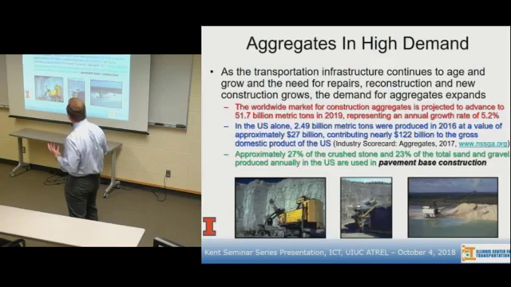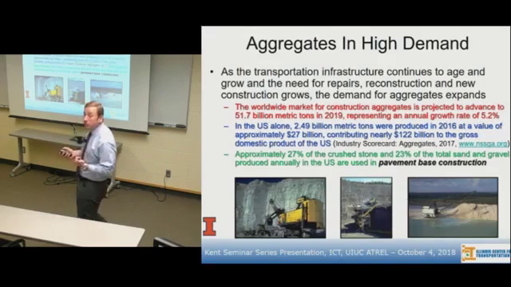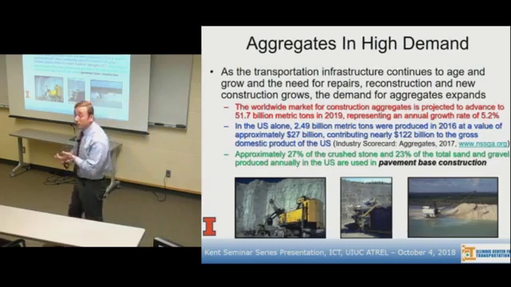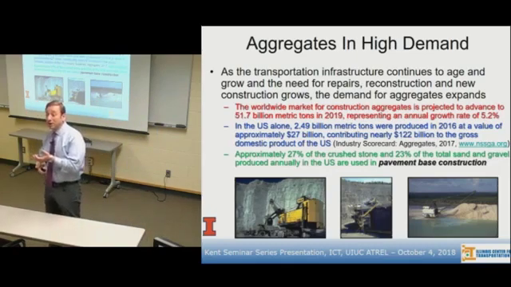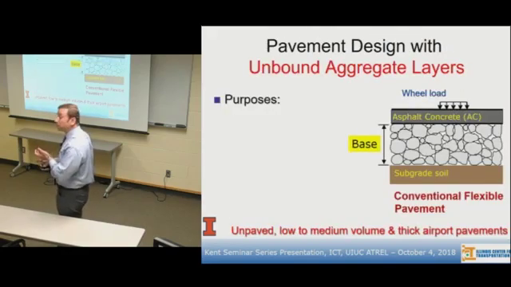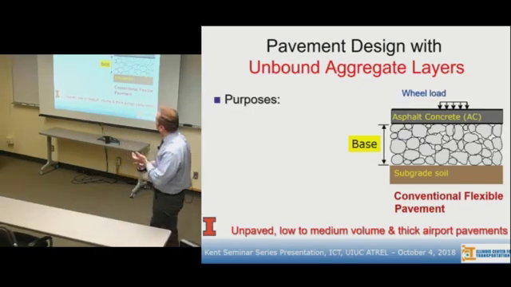If you think about all these production numbers, approximately 27% of the crushed stone produced and 23% of the total sand and gravel produced annually in the US are used as base course materials in pavement base course construction. We're very familiar with a conventional flexible pavement scenario where we see the unbound aggregate layer in the middle, right? That's a typical pavement design.